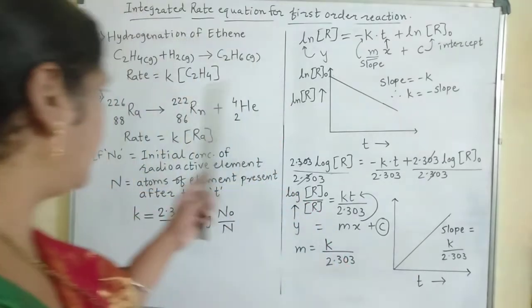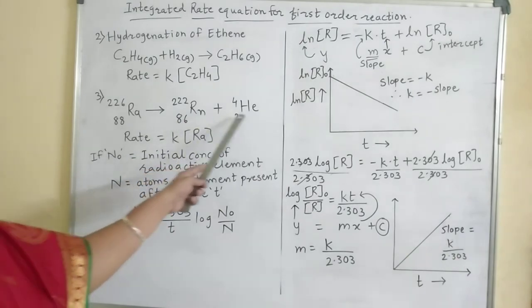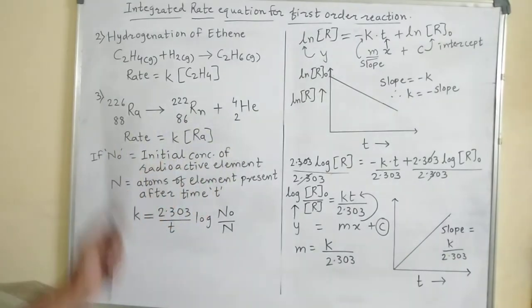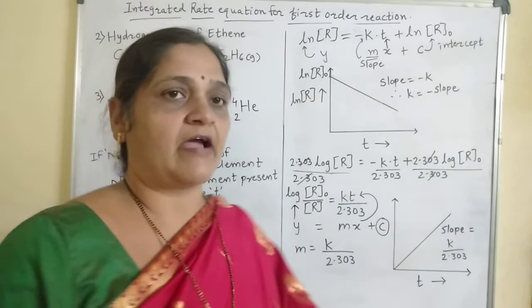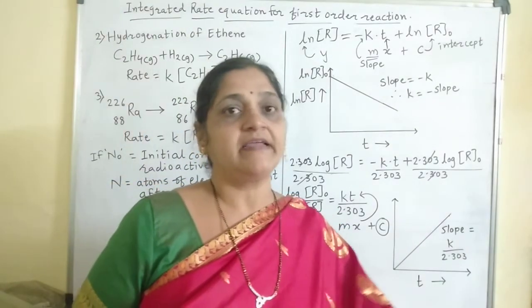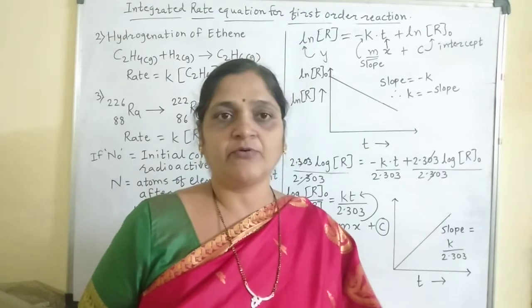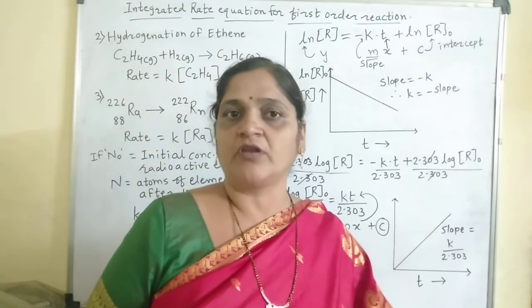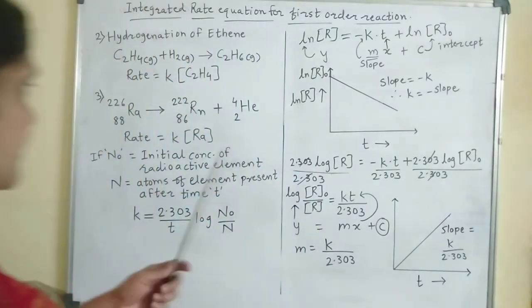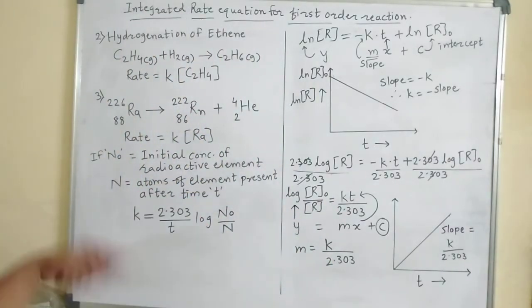Here is one example I have taken: radium undergoing decay, producing radon and helium. Natural or artificial radioactive decay takes place when a heavy element gets split into two smaller elements, meaning a big nucleus will split into two smaller nuclei. Here the rate of the reaction depends upon the concentration of radium. So rate is equal to k into concentration of Ra.